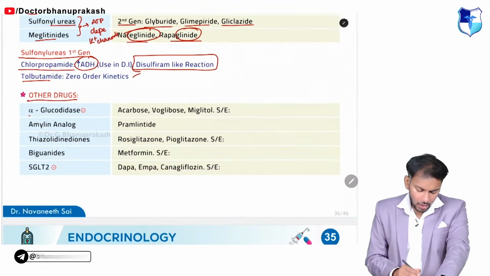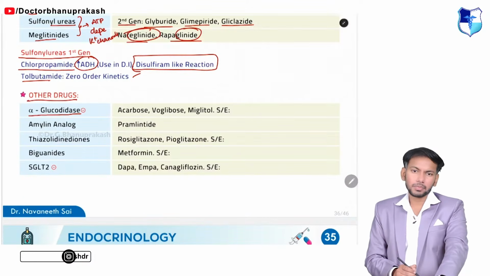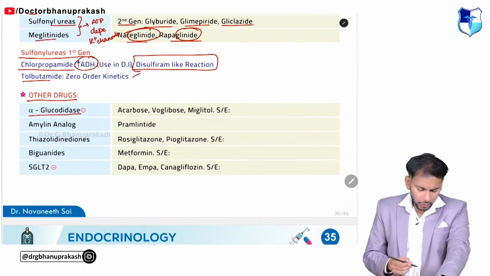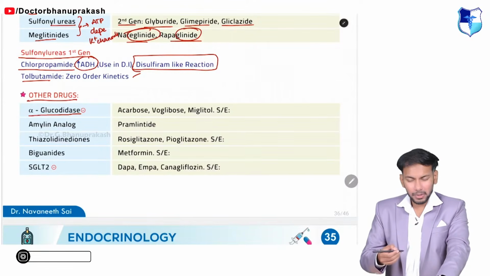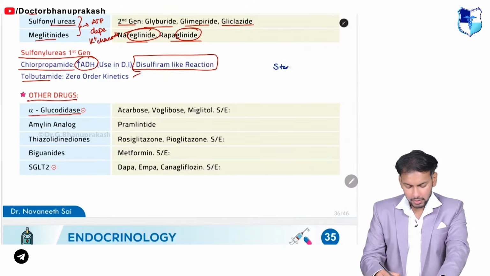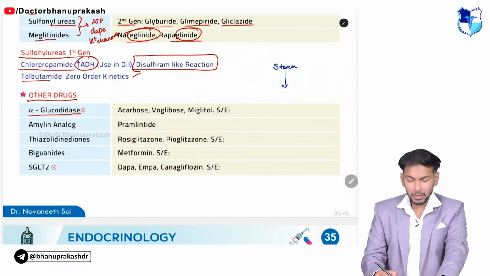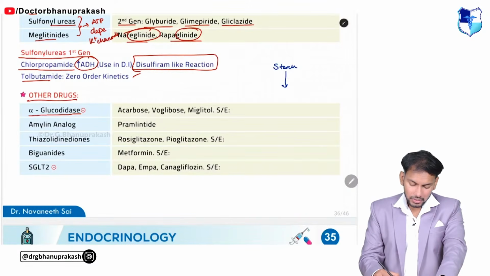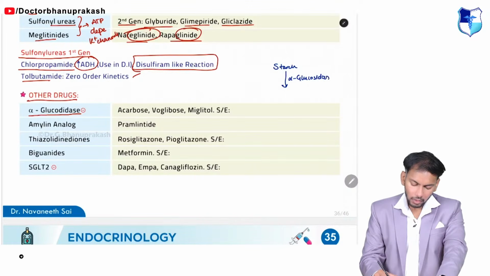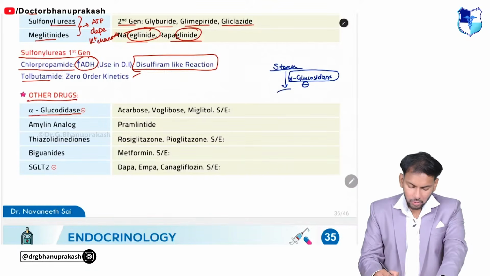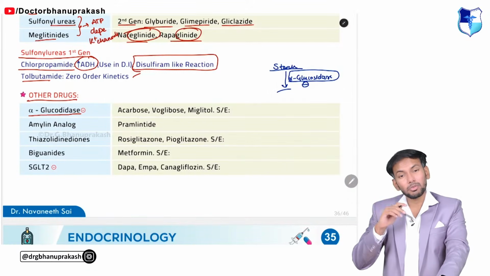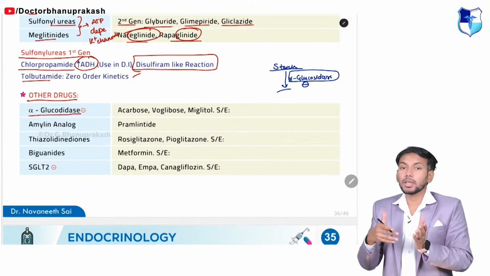One is alpha glucosidase inhibitor. When you're having a meal, obviously you'll have complex carbohydrates like starch. Starch has to be converted into simple carbohydrates. How is this happening? With the help of alpha glucosidase. Now, if you block this, this starch will not be converted into simple glucose, so it will not be absorbed into the blood.